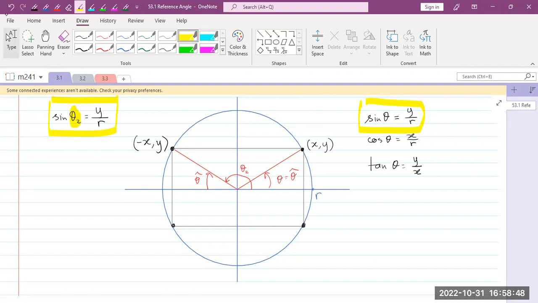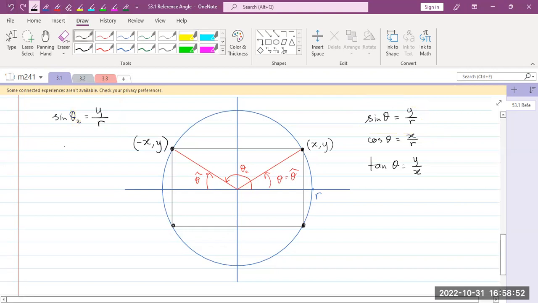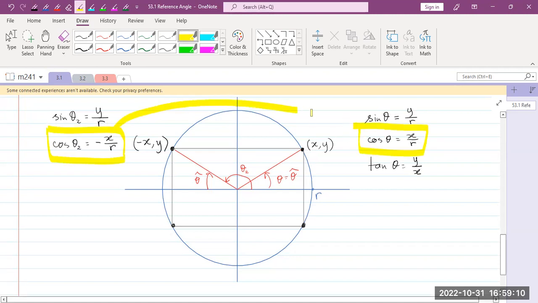Okay, however, the cosine of theta 2, if the angle is in quadrant 2, is negative x over r. Now, compare this with the earlier value. Notice that they are exactly the same in value, except they are opposite. They are the exact opposite of each other.